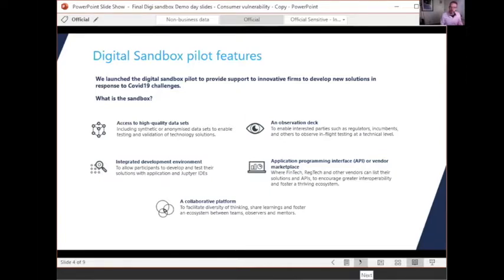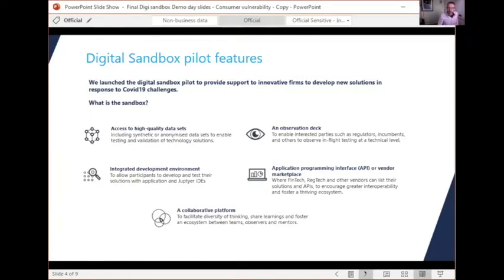And then kind of linked to that, a collaboration platform and a space for free communication between the teams and observers and mentors. And I should just take this brief moment to thank those who have supported, mentored and advised the teams during this pilot phase of the sandbox. Thank you very much for your contributions, your expertise, and the commitment of your time is very much appreciated.